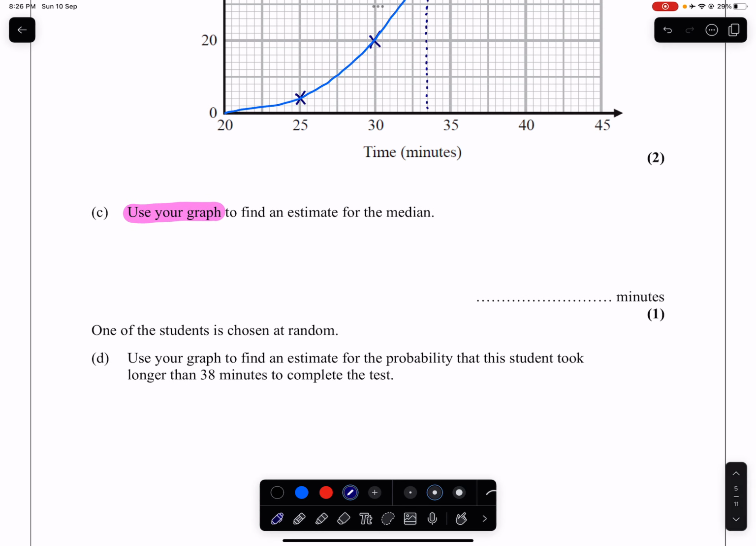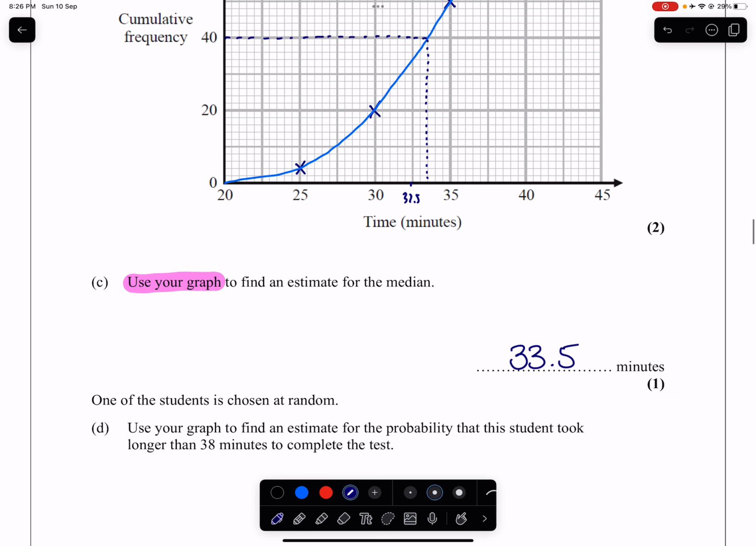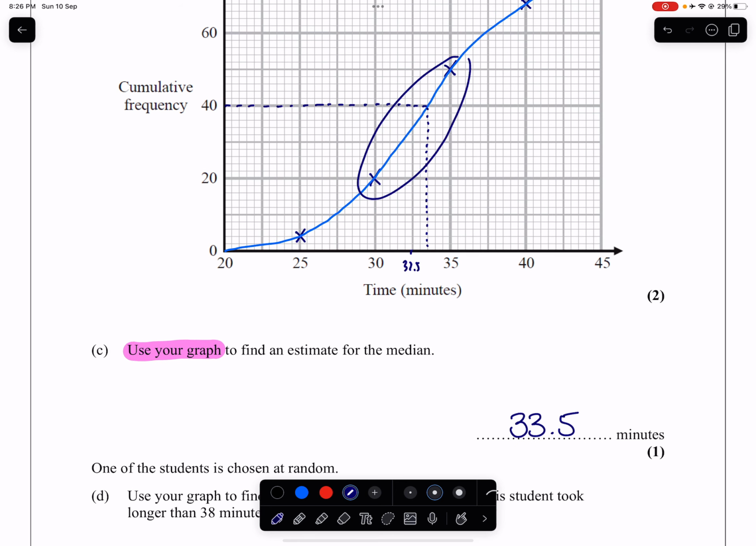Based on this scale here, this is a 32.5. These are going up in 0.5. So 33.5 is what I'm getting from mine. You can have an answer that's slightly bigger or smaller. It really depends on how you've connected these two. If you've used a straight line, you might have an answer that's actually 33. But there's a sort of leeway here, which is fine.